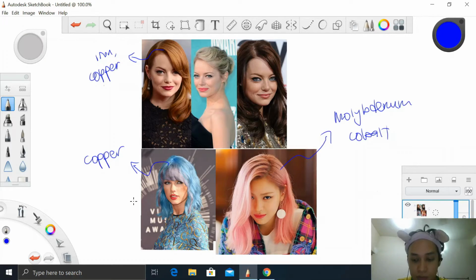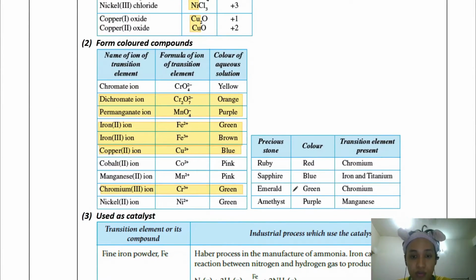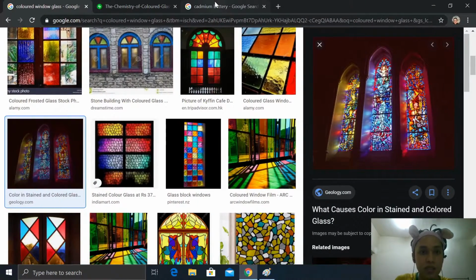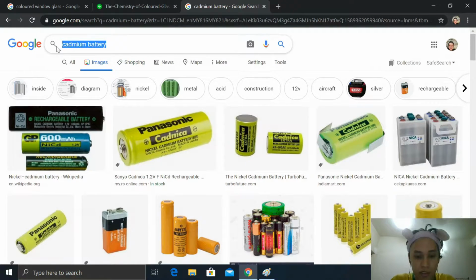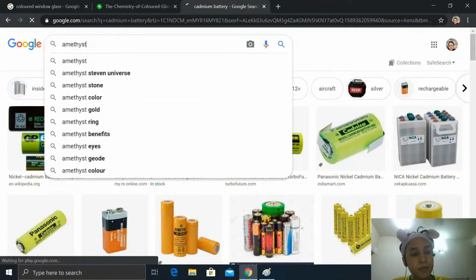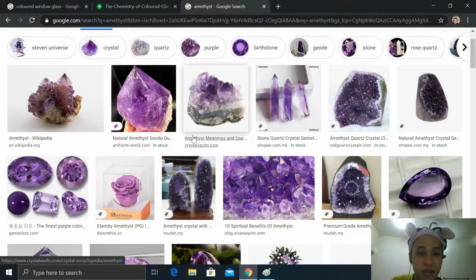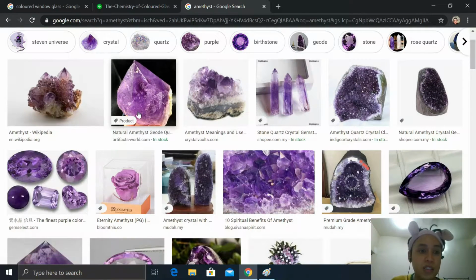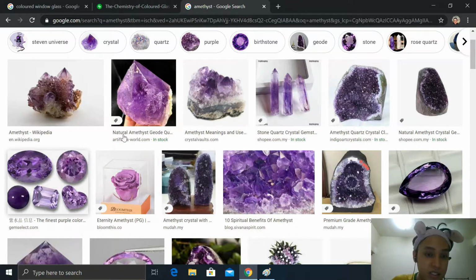Okay, so precious stones: ruby, sapphire, emerald, and amethyst. What is the amethyst? Some might not have seen an amethyst before. Let me just search this for you. Okay, so this is amethyst, the one that you always see in feng shui stores. You will see people selling all these things.